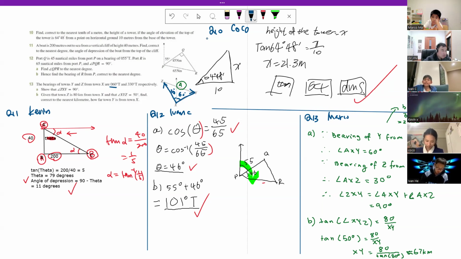So that's 90. Yeah, of course it's 90 because it adds up. So 60, 30. So angle AXY. Yeah, very good. AXZ, very good. So it's 90, very good. All right, given that tower Z is 80 kilometers from X. Okay, so this is 80. And the angle XYZ is 50. So this is the 50 now. If that one is 50, okay. Find to the nearest kilometer how far the town Y is from X.